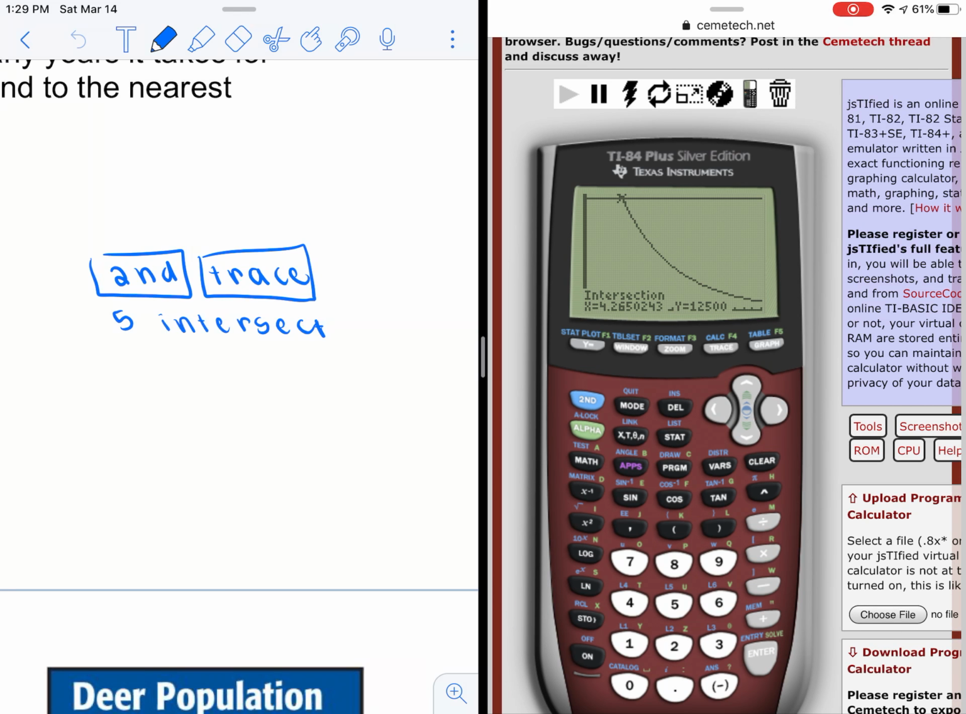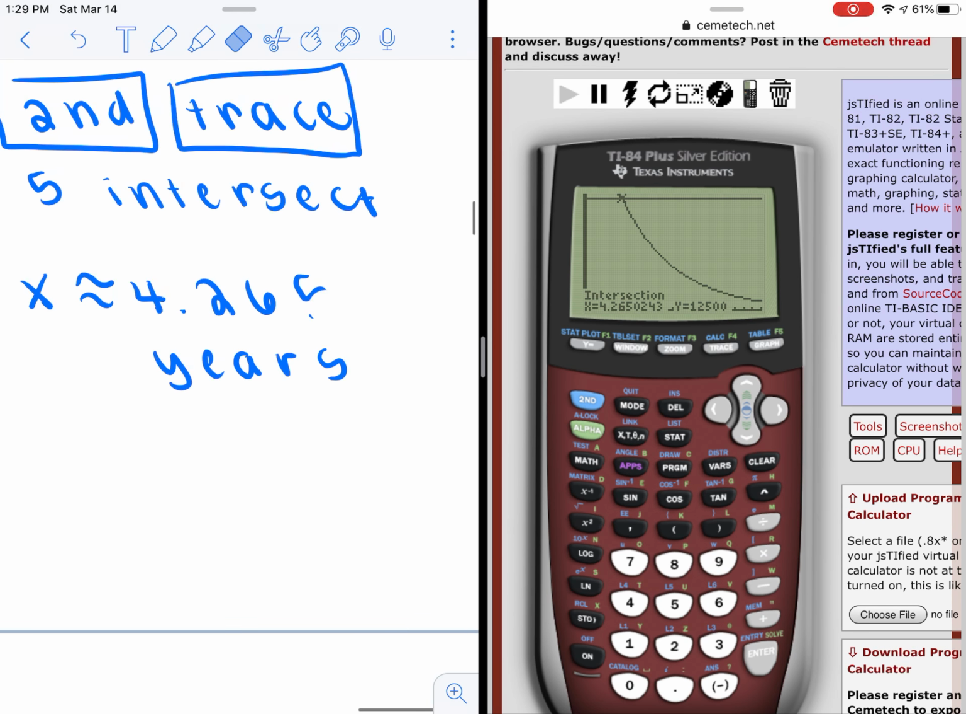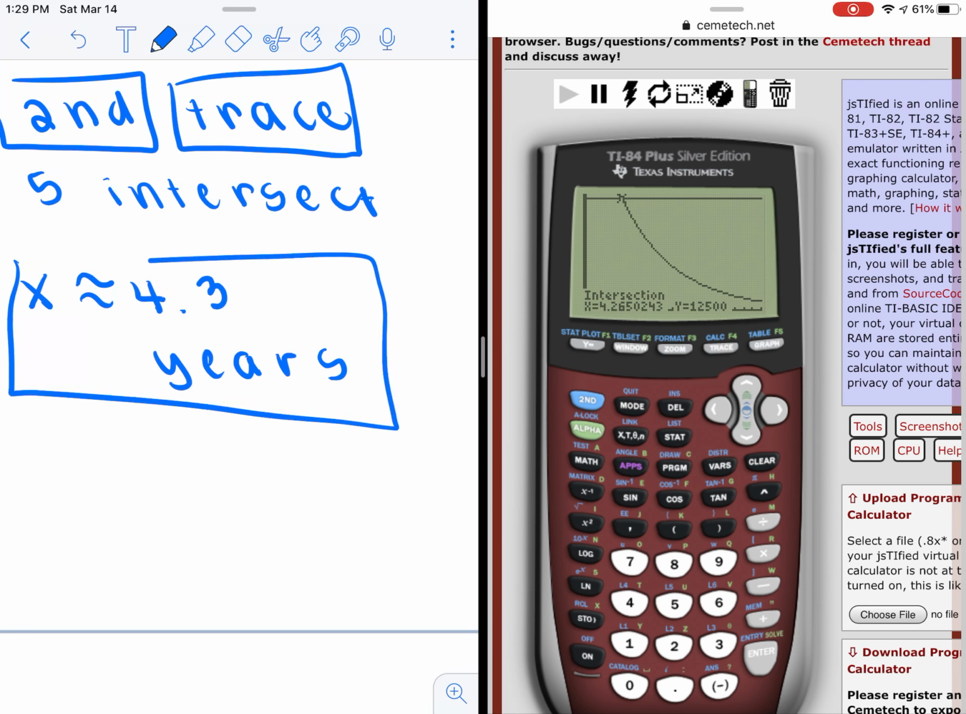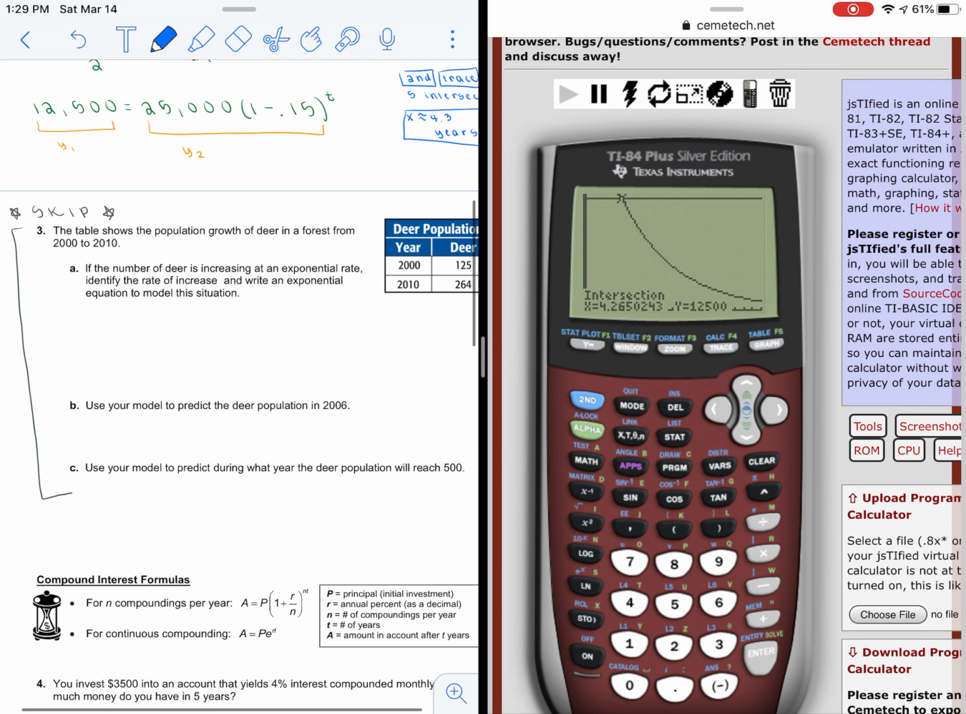All right, much better. So we get an x value of approximately 4.265 years. But then the direction said to the nearest tenth. So let's try that again. 4.3 years. So almost done with the notes for today. You can skip question 3.